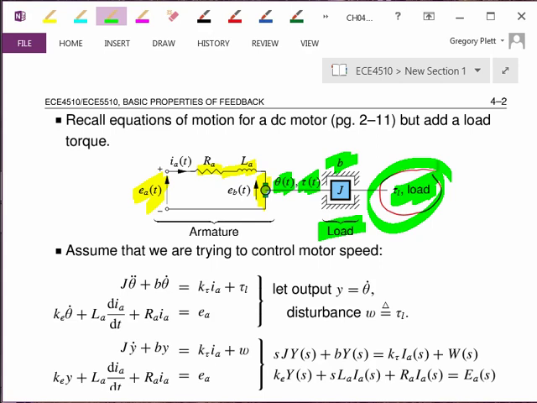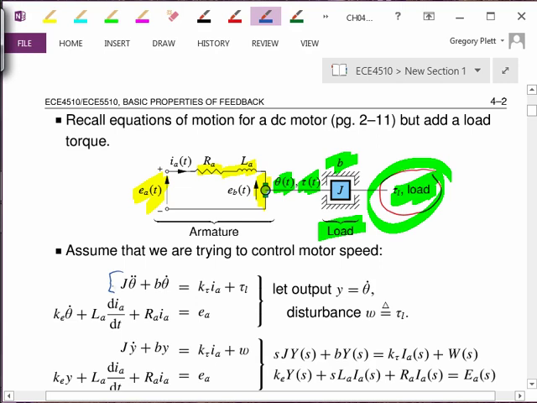Recalling the equations that we developed before, they are duplicated here just for convenience. We had the two main equations. The first one was the mechanical equation, that was Newton's second law applied to a rotating frame. So J times the second derivative of angular position plus B times the first derivative of angular position was equal to the motor torque constant times the armature current. And then also there's this load torque that's added to that.